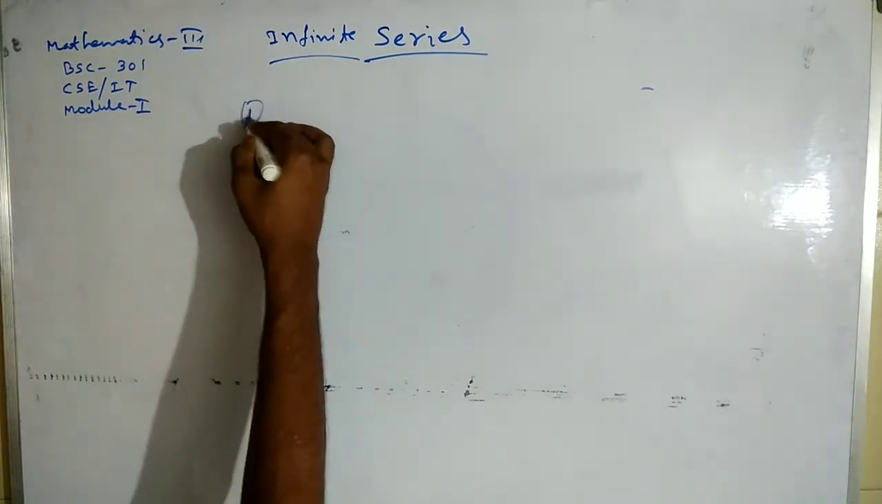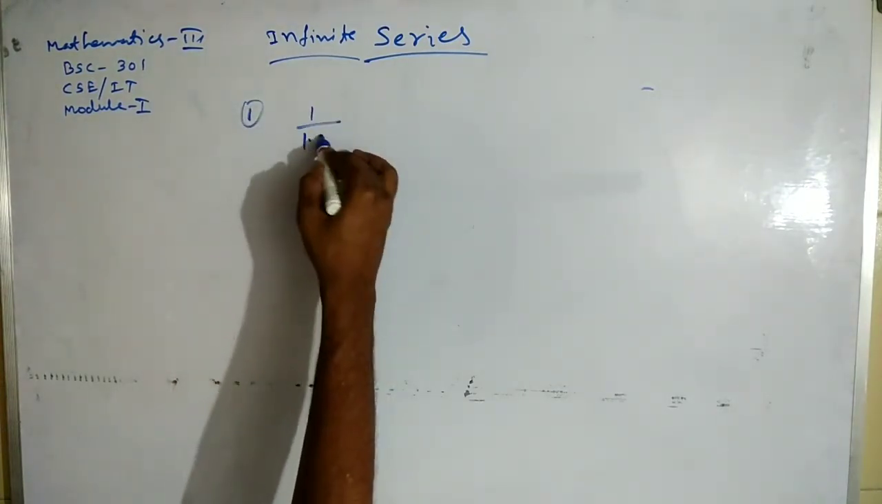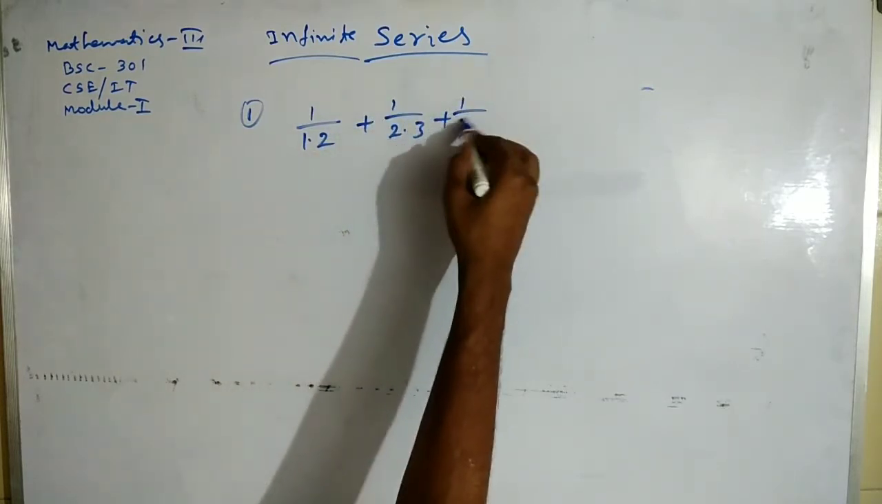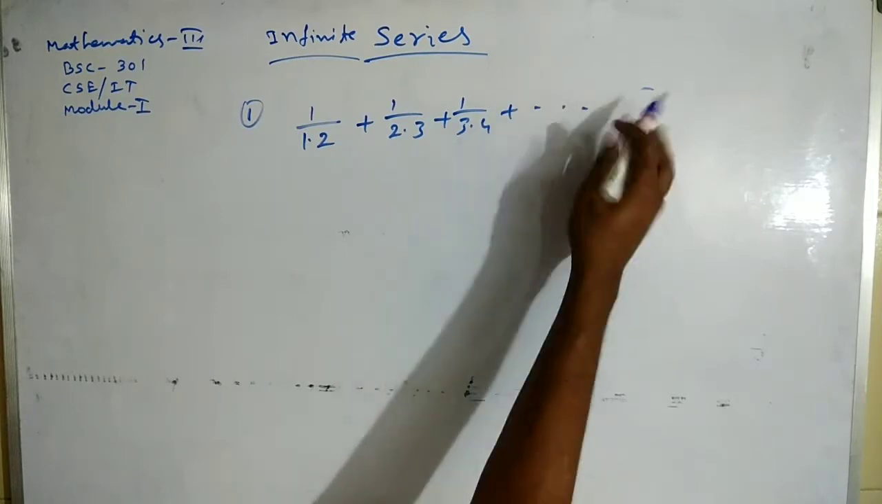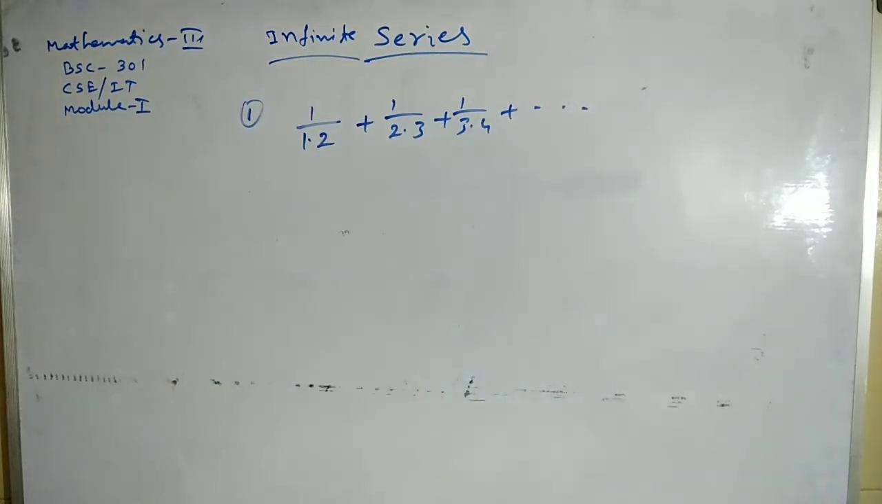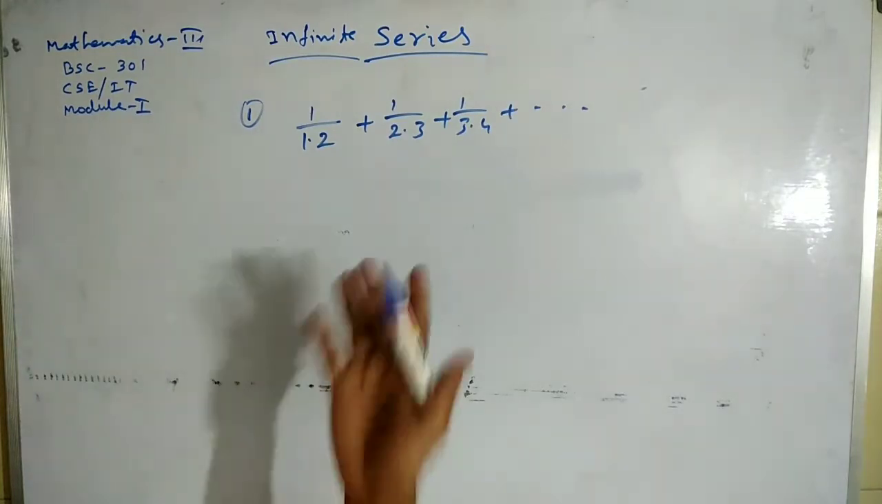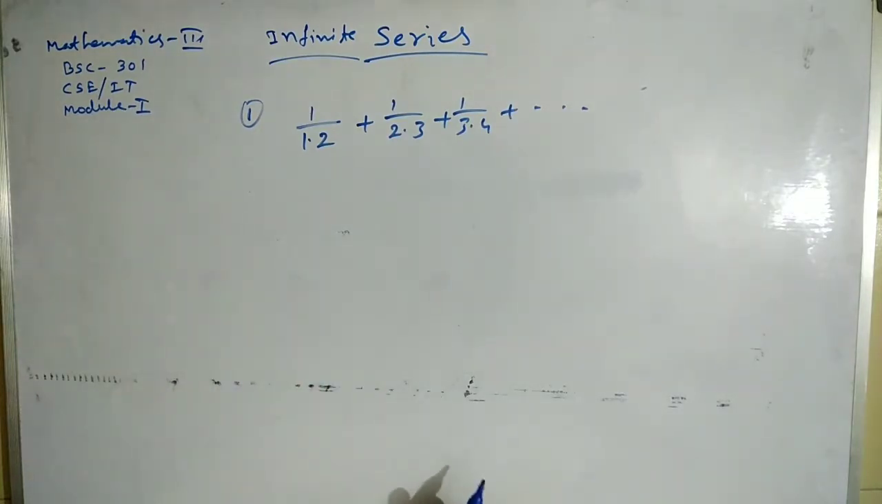Example number 1 is 1 by 1 into 2 plus 1 by 2 into 3 plus 1 by 3 into 4 plus ... So this is an infinite series. We have to determine whether this series is convergent or divergent.